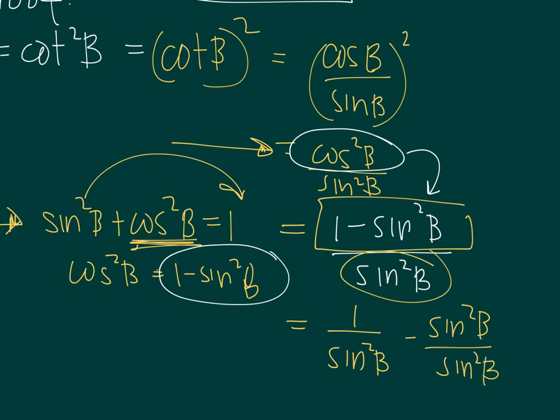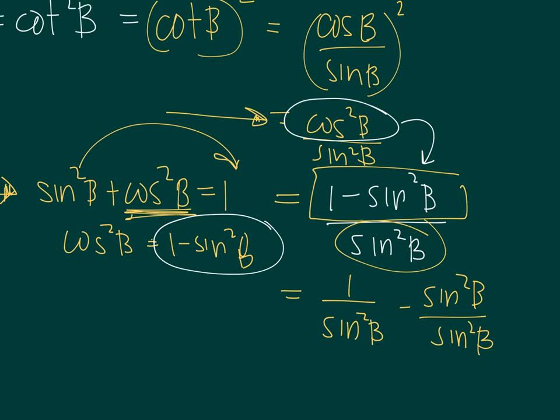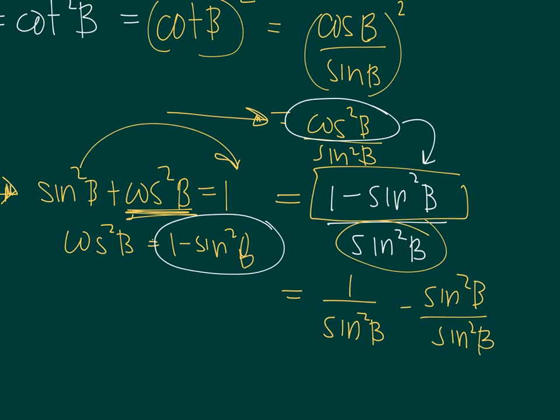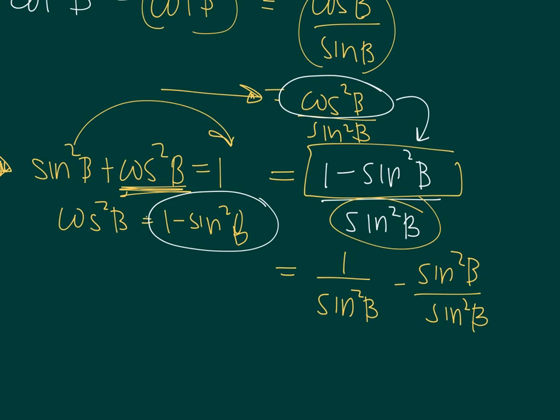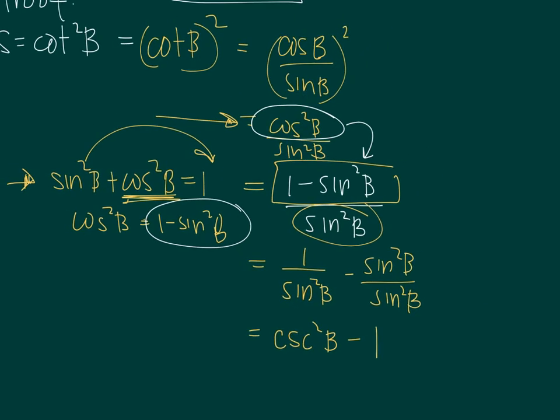Now take note you chose the left hand side. Remember, we can actually choose the right hand side. What is 1 over sine squared b? Cosecant squared b. What is sine squared over sine squared? It's 1. And that's exactly what we are trying to prove.